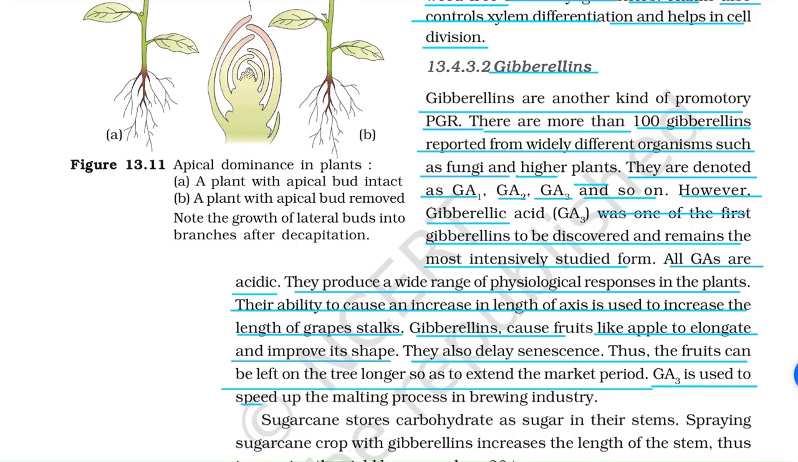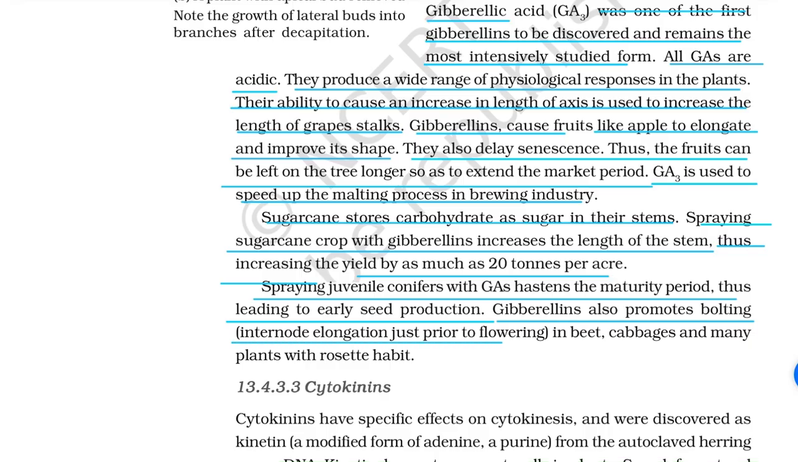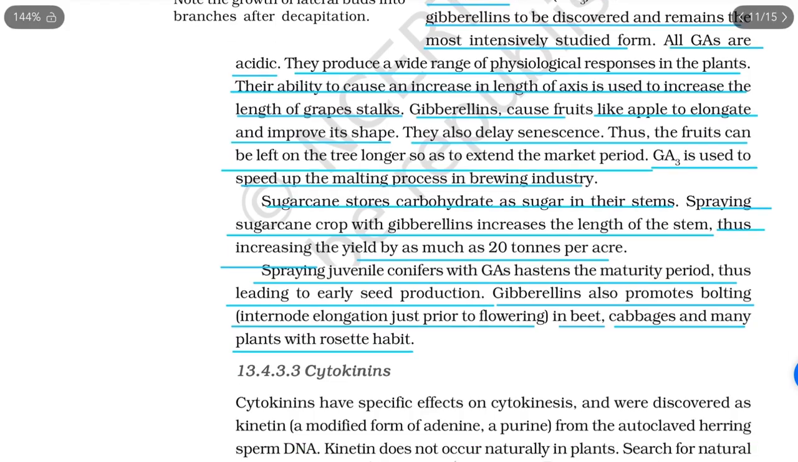GA3 is used to speed up the malting process in the brewing industry. Sugarcane stores carbohydrate as sugar in its stems. Spraying sugarcane crop with gibberellins increases the length of the stem, thus increasing the yield by as much as 20 tons per acre. Spraying juvenile conifers with GAs hastens the maturity period, thus leading to early seed production. Gibberellins also promote bolting, the internode elongation just prior to flowering in beet, cabbages, and many plants with rosette habit.